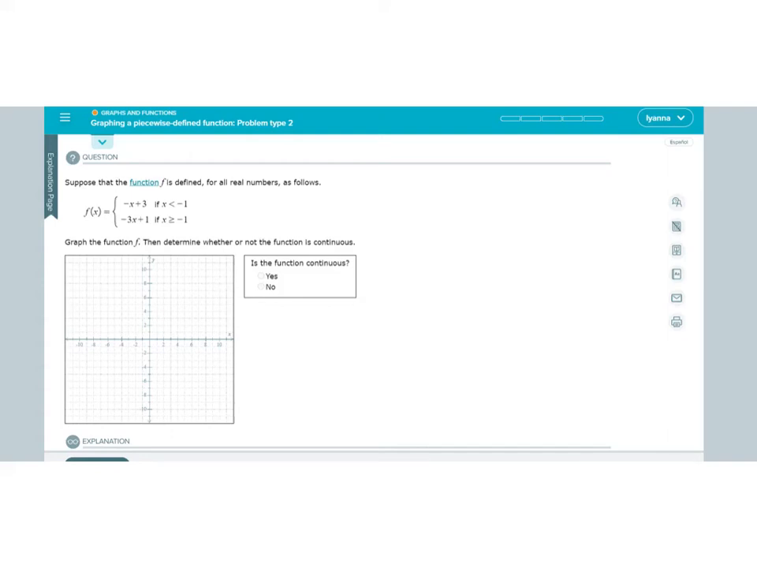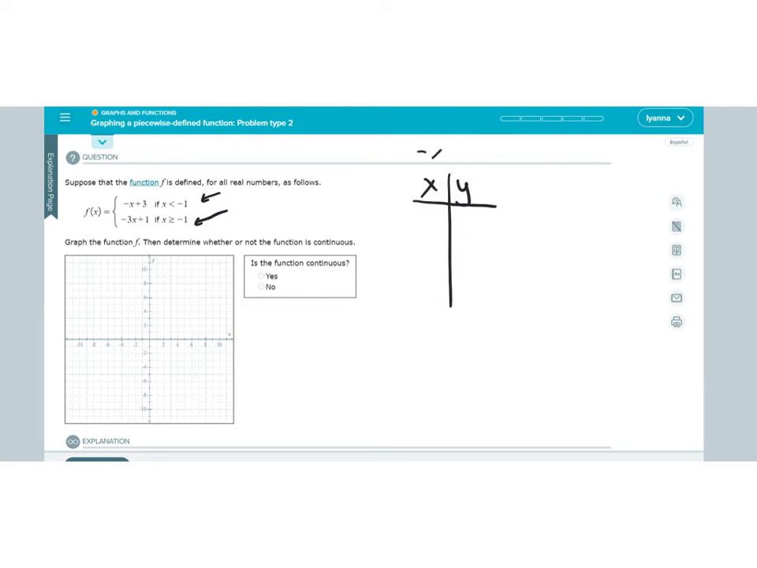All right, so in this problem, we're trying to draw a piecewise function where we basically have two types of functions. We have this first line, which is defined for x values that are less than -1, and then we have this part, which is defined for x values that are greater than or equal to -1. Now, the easiest way to do this is to go ahead and make tables for each part.